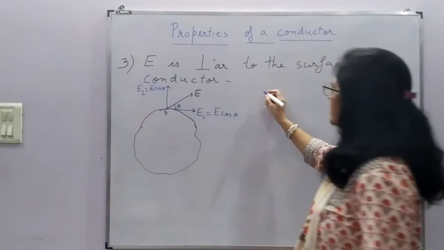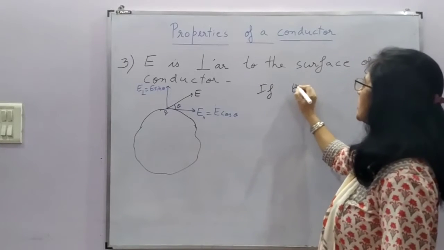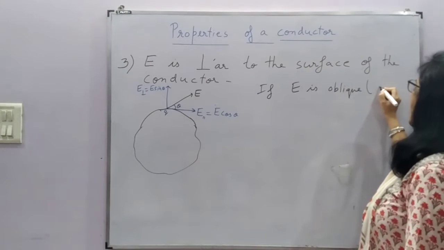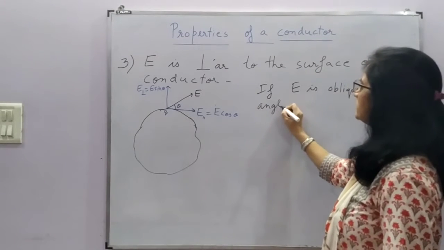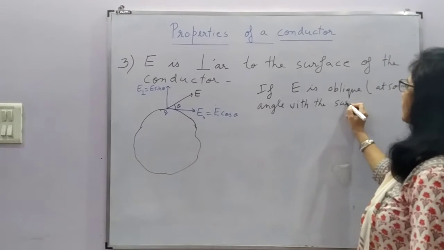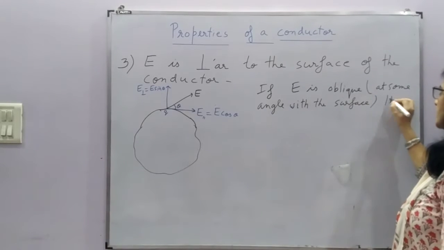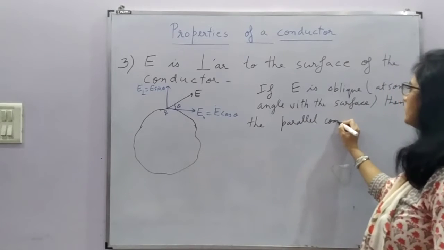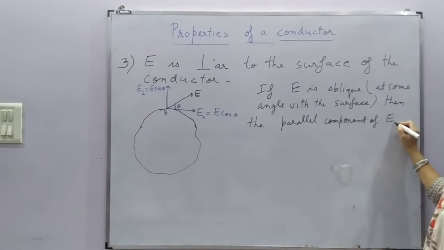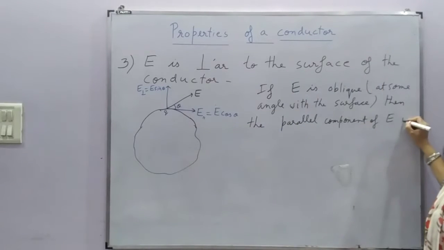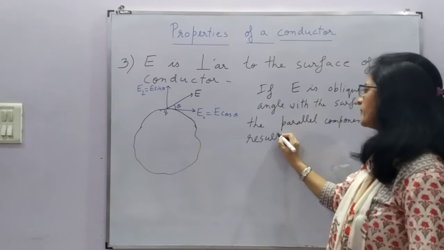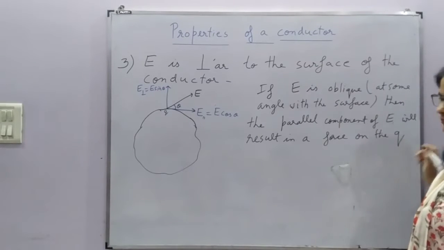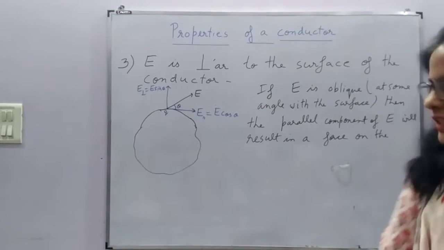So we can write this in short: if E is oblique, oblique meaning at some angle with the surface, then the parallel component of the electric field, that is E parallel, that is E cos theta, will result in a force on the charges of the conductor.